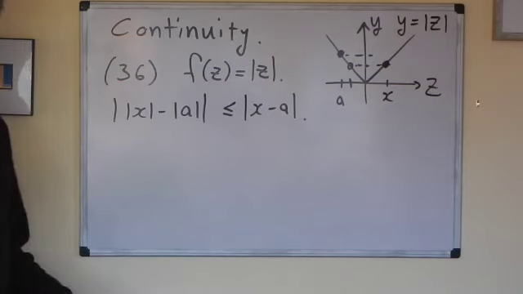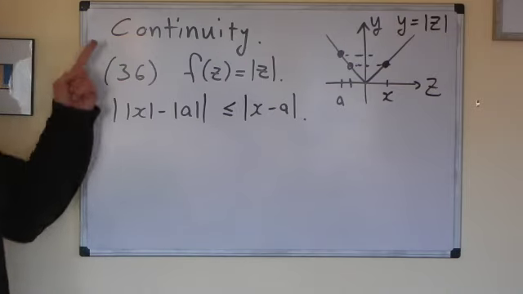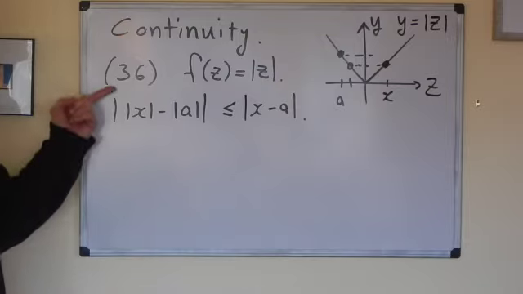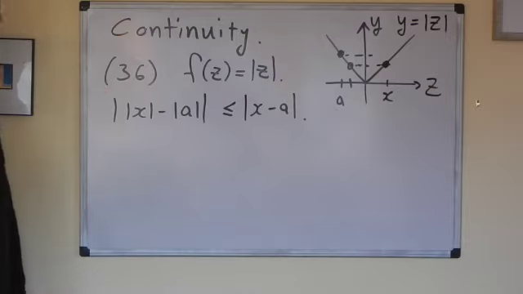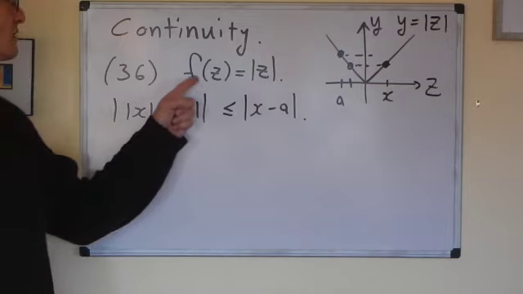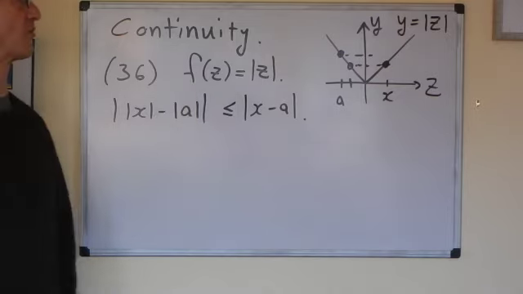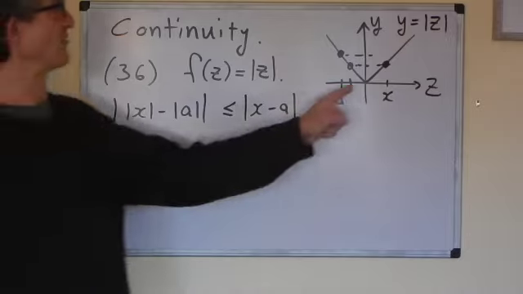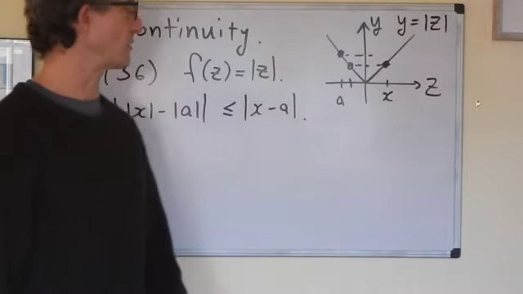We're discussing examples to try to understand continuity. In this example, from problem 36, the function is continuous. The function is that f of z is the absolute value of z. So the graph looks something like this, as we all know.